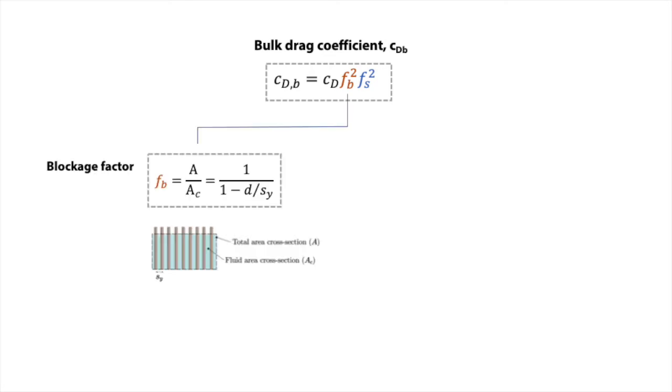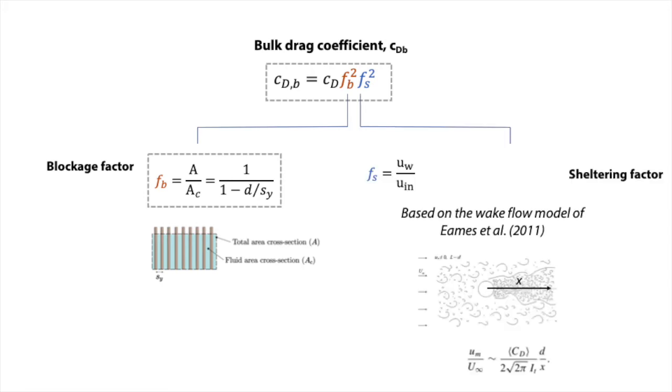In our model, the blockage factor was determined from mass conservation through a cross-section of the array, and the sheltering factor, defined as a ratio between the velocity in the wake to the incoming flow velocity, was estimated using the wake flow model of Imse et al. 2011. Imse et al. developed a wake flow model for a single cylinder in a current with high levels of ambient turbulence. And this is an important factor because inside a cylinder array, since the individual elements are going to be producing turbulence, this is also going to be the case.